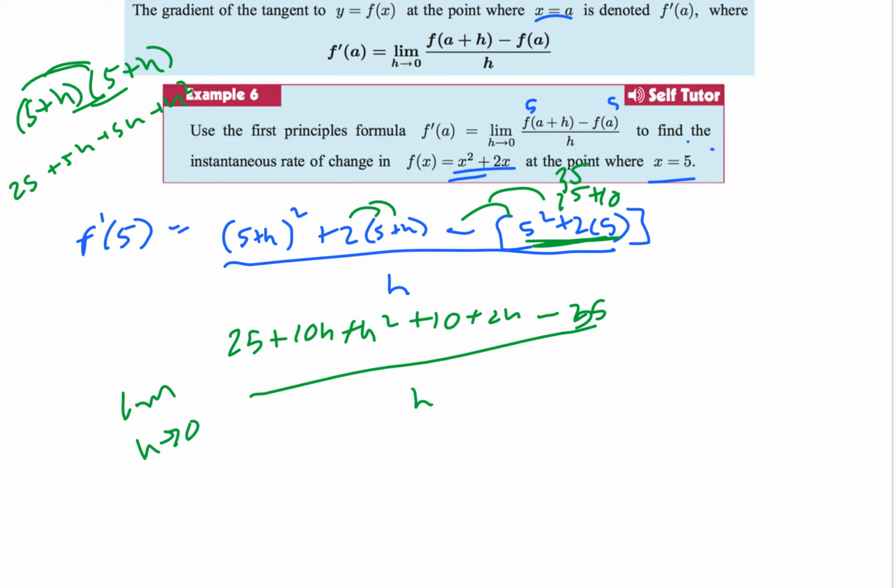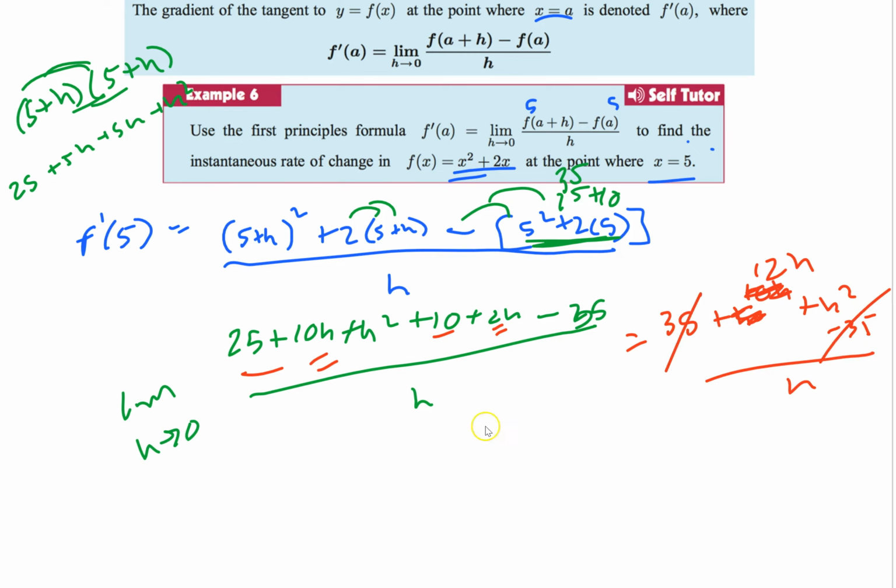Now a couple things happen. If you look at this and this, let me simplify a little bit. I get 35 plus 10h plus h squared. I guess I get 12h because these two. Minus 35. I know it looks like a mess. Well, the whole point is to say 35 and negative 35 cancel out, and you're left with 12h plus h squared all over h, the limit as h goes to 0. I cannot plug in 0 yet, right?